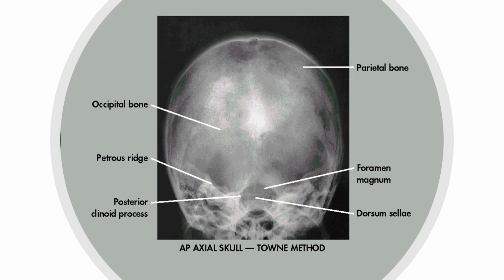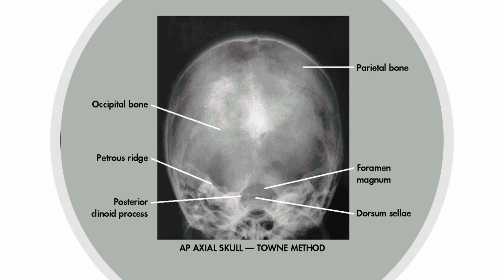Anyway, yeah, 2.5 inches superior to the glabella, 30-degree caudal angle. Now that's when the orbital meatal line is running horizontal, or perpendicular to the image receptor. Now, what can you see on this?